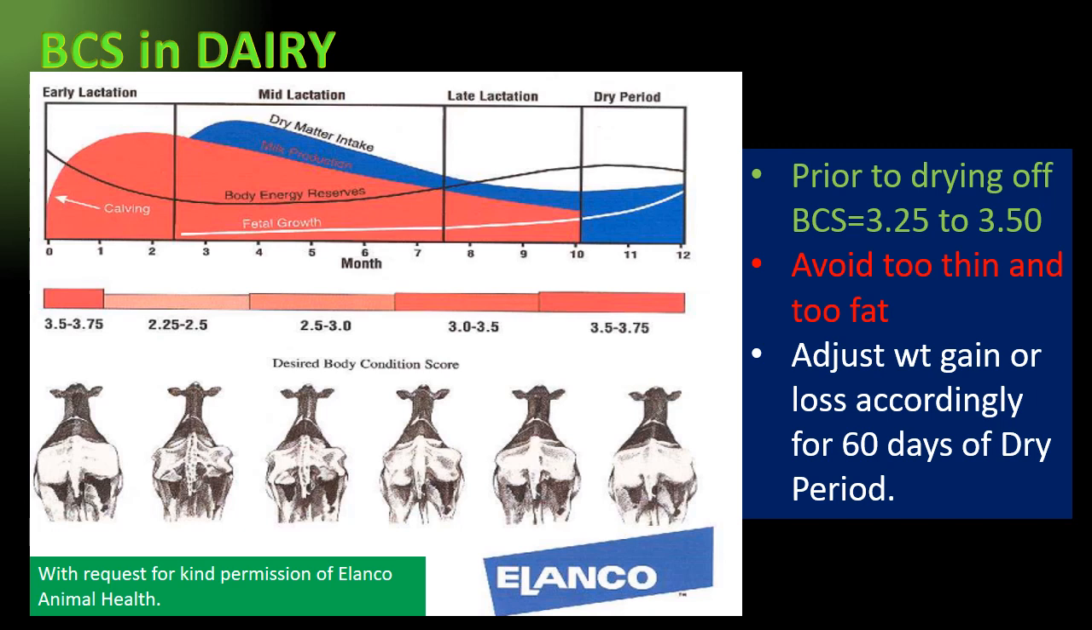Just as a guideline, when cows are to be dried off, they stop lactating. They should be between a body score of 3.25 and 3.5 on a scale of 1 to 5. 1 means very thin and 5 means extremely fat. So you can use this illustration for comparing your own animal.